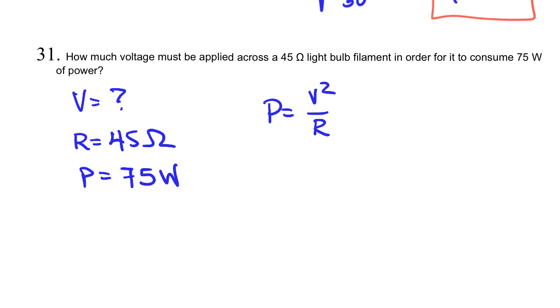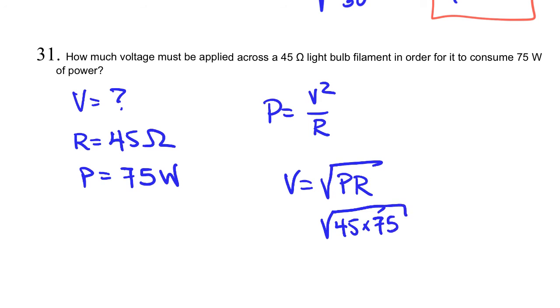Solving this for V, I would first multiply both sides by R and then take the square root. So V is equal to the square root of P times R. Plugging these numbers into my calculator, I would take the square root of 45 times 75. And I get the magical answer of 58, I'm going to say 0.1 volts is my final answer.